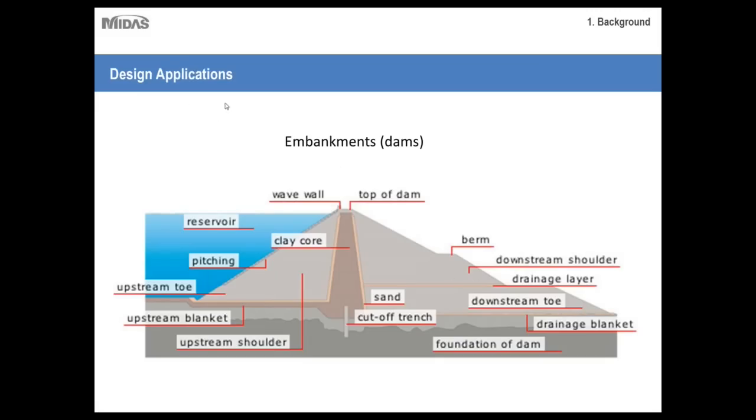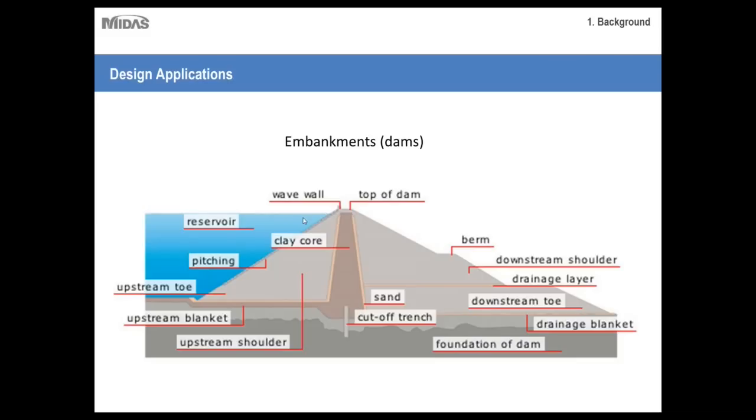Okay, so here are design applications of slope stability. First and foremost, we'll talk about embankments, and we'll discuss these in great detail in the fourth section. But just to get you introduced to the main elements of an embankment: typically, your embankment will be sloped on both sides.